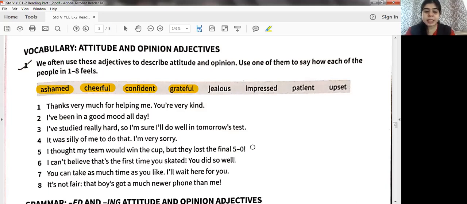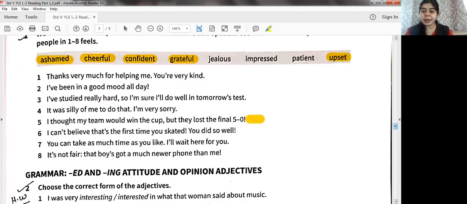Fifth, I thought my team would win the cup, but they lost the final at 5-0. When you all have gone for playing the matches with your PT coach, many times it happens that your team is not winning, or they have not been able to make up to that score. So you become upset, sad. Okay, the meaning of upset is sad.